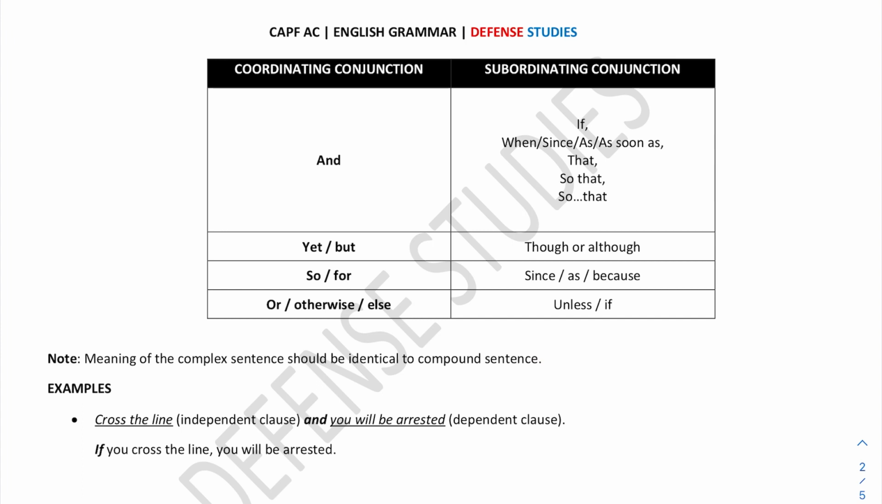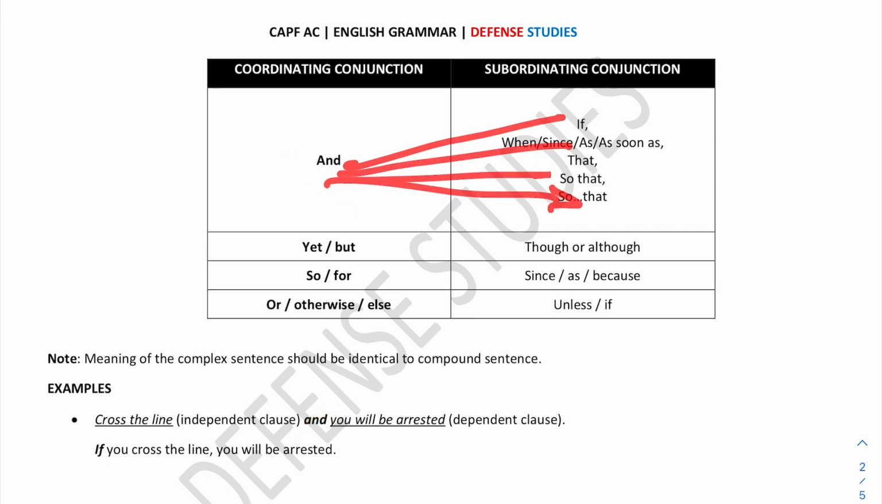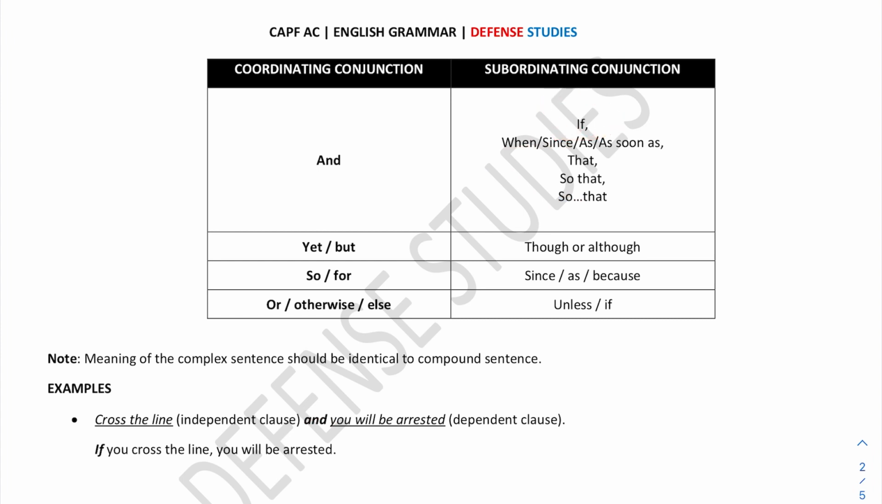Now look at these examples. This is an example of a compound sentence: Cross the line, this is the independent clause, and you will be arrested. So you need to convert this clause into a dependent clause with the help of a subordinating conjunction. Suppose and is given, the conjunction needs to be converted into a subordinating conjunction, and you need to choose which type of conjunction you would be using. So I have chosen the conjunction if. So if you cross the line, you will be arrested. This would be the answer.